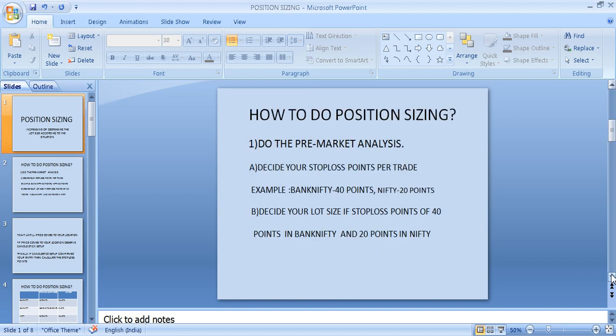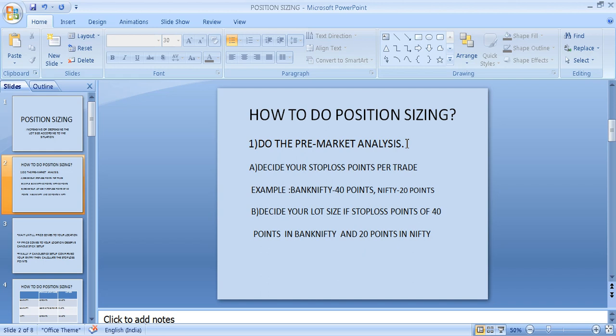Okay, now how to do position sizing? Do the pre-market analysis. Yes, you have to do the pre-market analysis every single day. That is the main important thing you have to do every single day. Skipping pre-market analysis and waking up at 8:30 and right after waking up coming to your terminal or your laptop just to trade is like suicidal in the markets. So you have to prepare yourself before the market itself. I prefer you to prepare yourself on the day before itself.